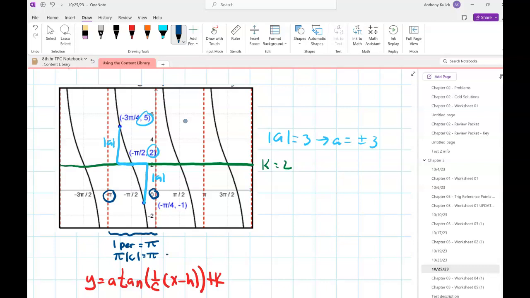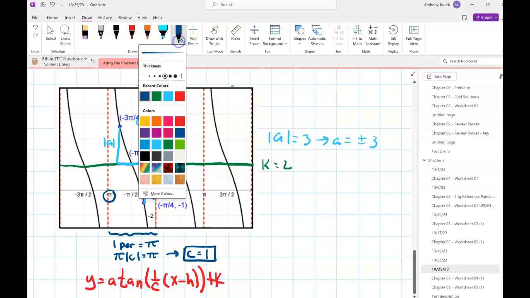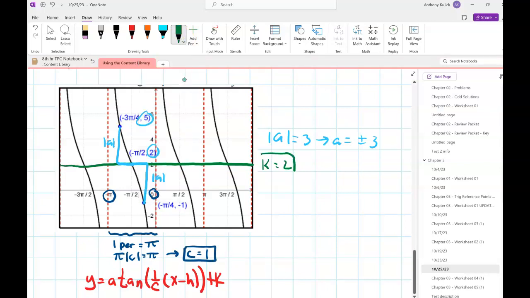So what does C have to be here? 1, right? And we always pick C to be positive. So we have C, we have K, and we know A down to two numbers. The last thing we need to find is H and the sign for A. We're going to do it the same way.